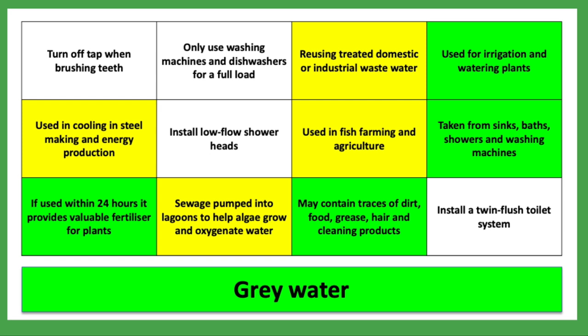What we would like you to do now is work out what links the last four. So we've got turn off tap when brushing teeth, only use washing machines and dishwashers for a full load, install low flow shower heads, and install a twin flush toilet system. What links this remaining four on the screen? I'll just give you a moment. If you need a bit longer, then please pause. So what links our last ones?